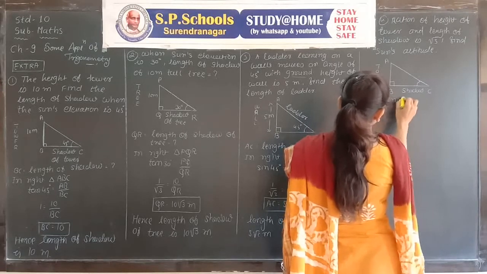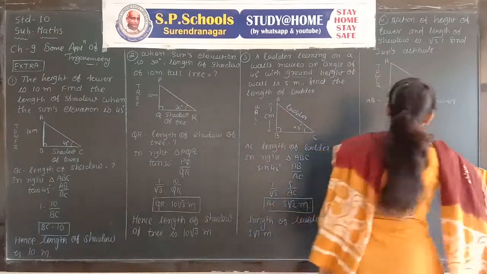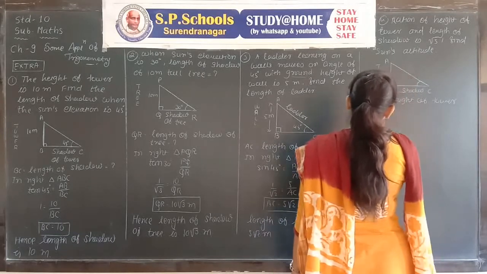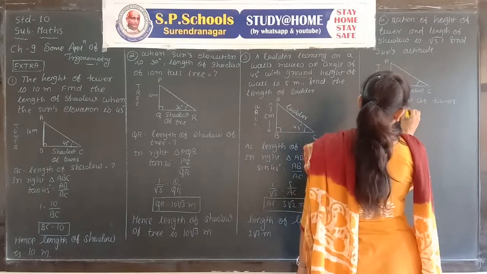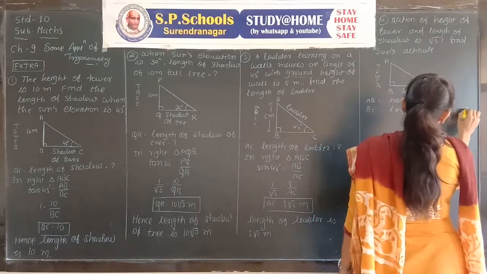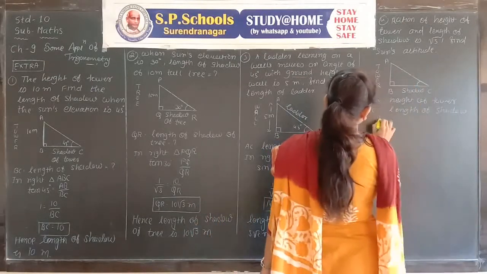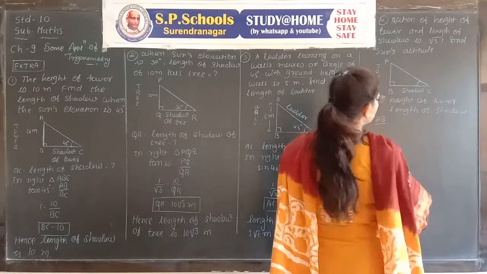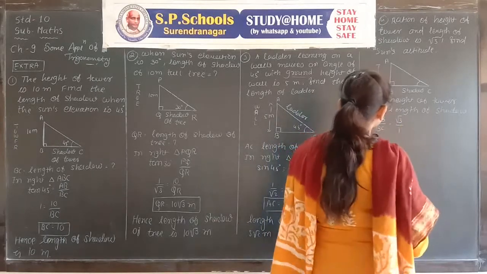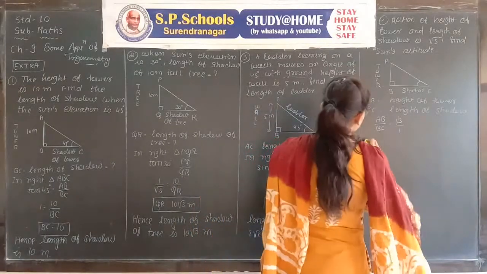AB is the height of the tower, sorry, not length, height, and BC is the length of shadow. We need to find the sun's altitude. For that, the given ratio of height of tower AB upon length of shadow BC is root 3 : 1. AB is the opposite side and BC is the adjacent side, so apply tan here.